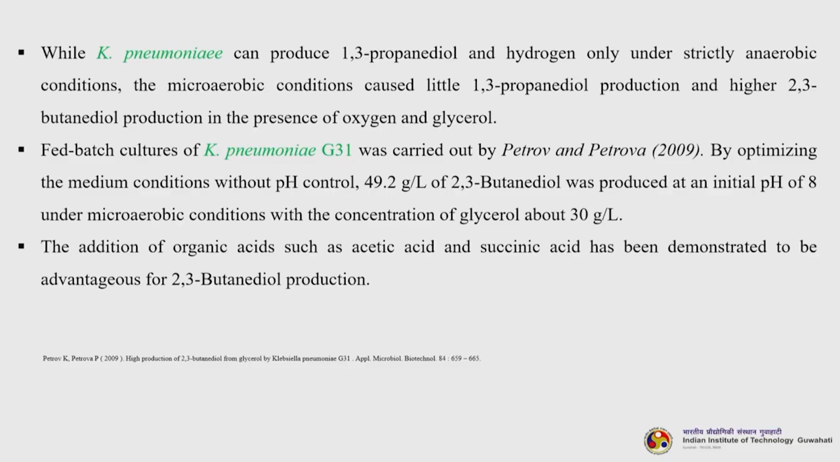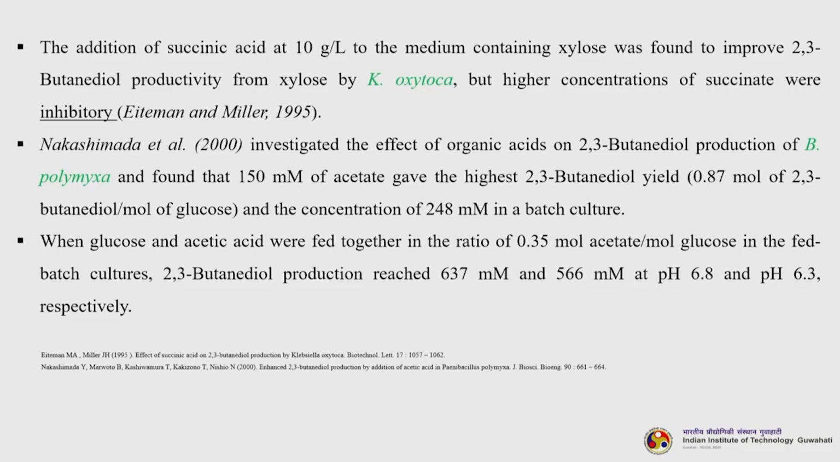The addition of organic acids such as acetic acid and succinic acid has been demonstrated to be advantageous for 2,3-butanediol production. The addition of succinic acid at 10 grams per liter to the medium containing xylose was found to improve 2,3-butanediol productivity from xylose by Klebsiella oxytoca, but higher concentrations of succinate were inhibitory.